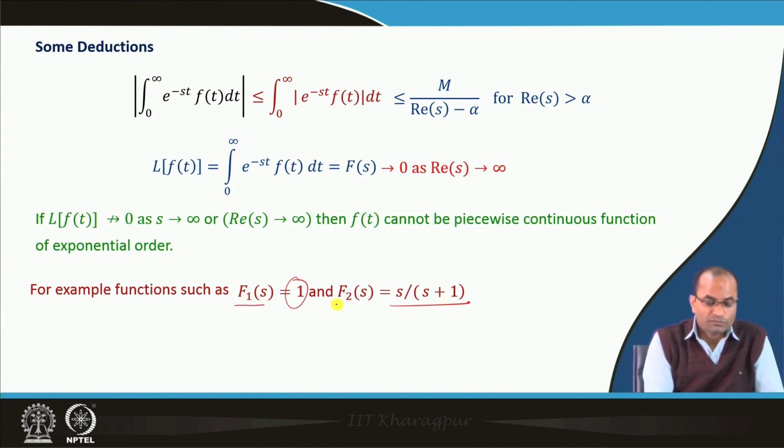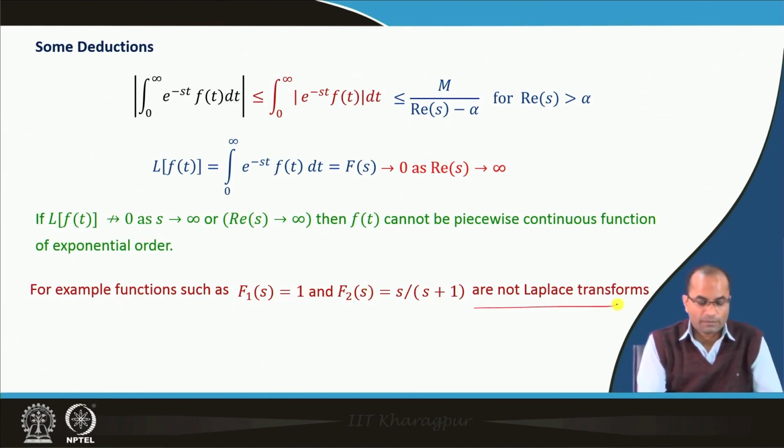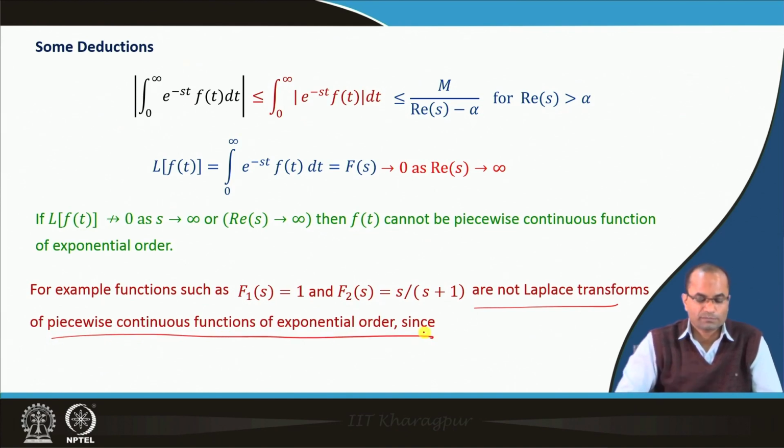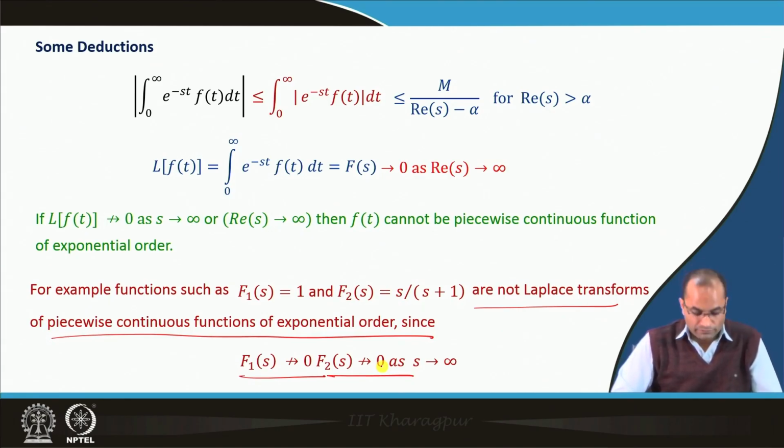So, these two functions, the functions whose Laplace transforms are given as F1(s) and F2(s), cannot be piecewise continuous of exponential order. This is what we can deduce, and later on we will see that indeed those functions whose Laplace transforms are given by such expressions are not piecewise continuous of exponential order, because in either case F1(s) and F2(s) are not tending to 0 as s approaches infinity.